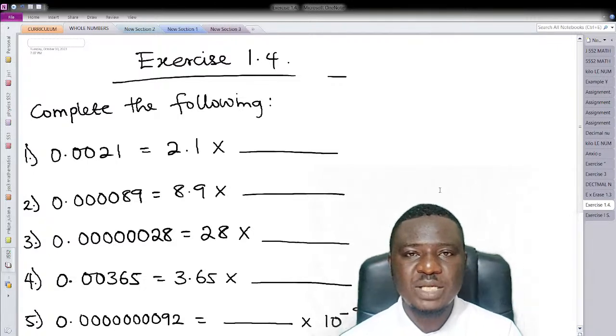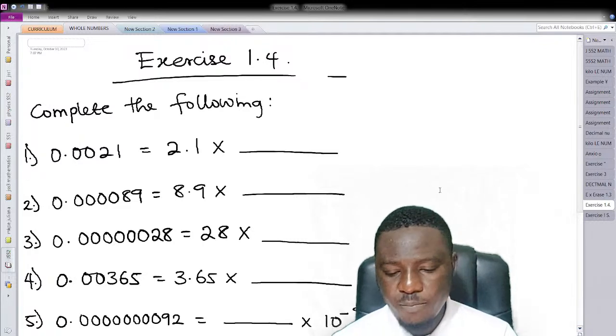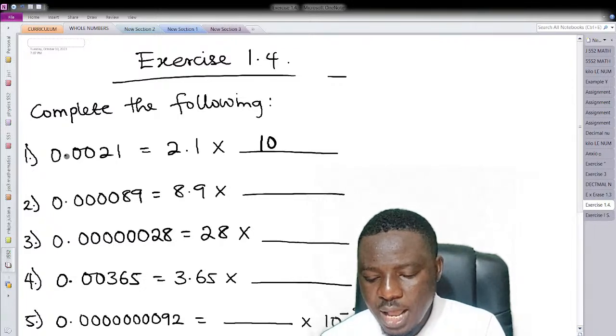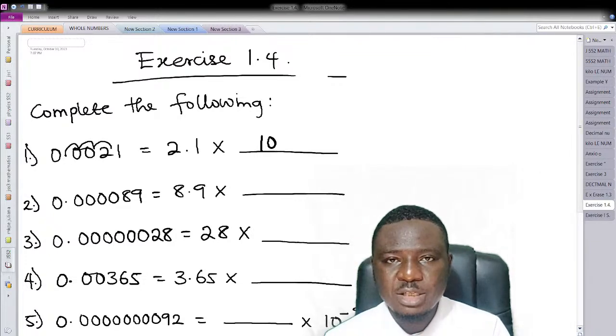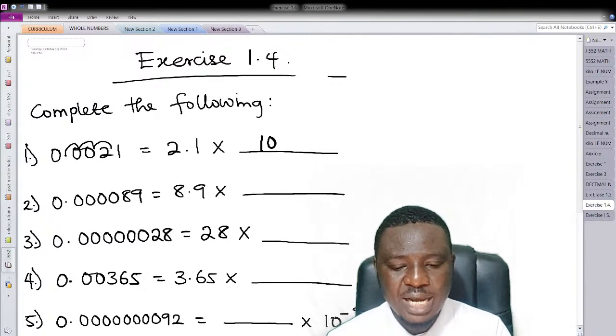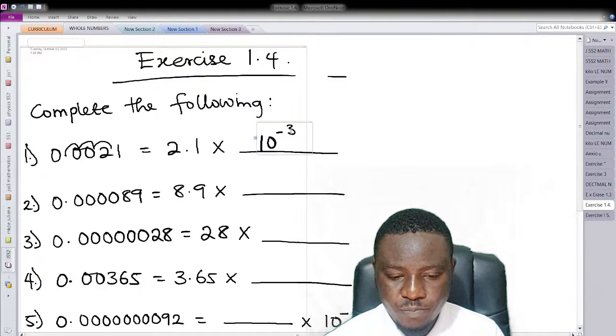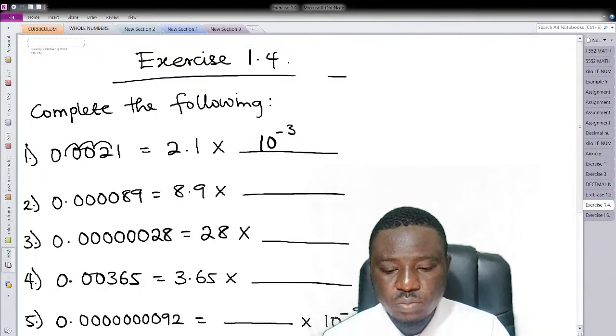0.0021, we have to express it in standard form. In standard form, this is going to be 2.1 times 10 to power... I'm going to move the decimal point 1, 2, 3. Since I'm moving it towards the right hand side, it's going to give me a negative power. So this is equal to 10 raised to the power of minus 3. Sarah, is that clear to you?